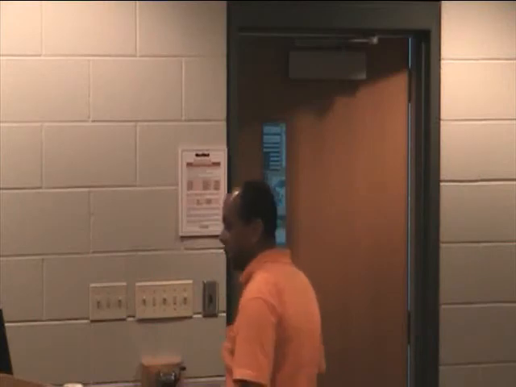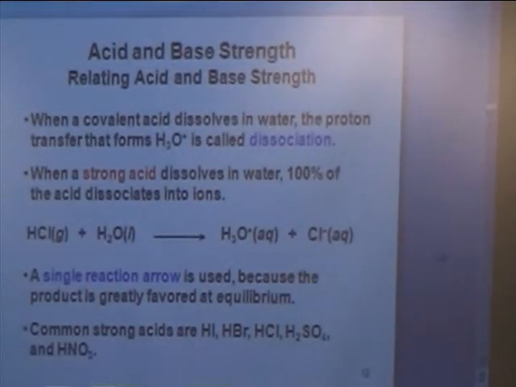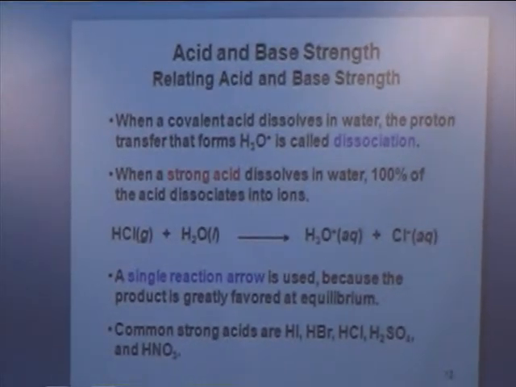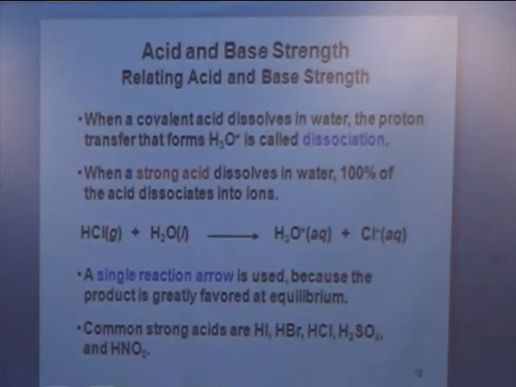Now, in this case, hydrochloric acid is a strong acid because it dissolves 100%. It is a forward reaction, you see. A forward reaction means there is no backward reaction. That means all the HCl is completely dissociated. A single reaction arrow is used because the products are greatly favored at equilibrium. We have products, we don't have reactants, right?